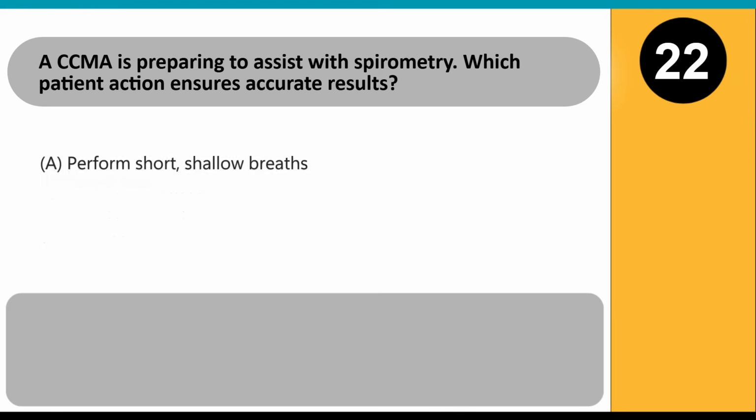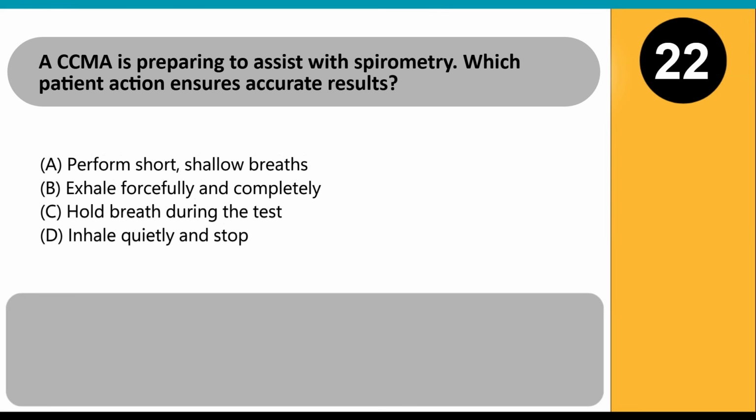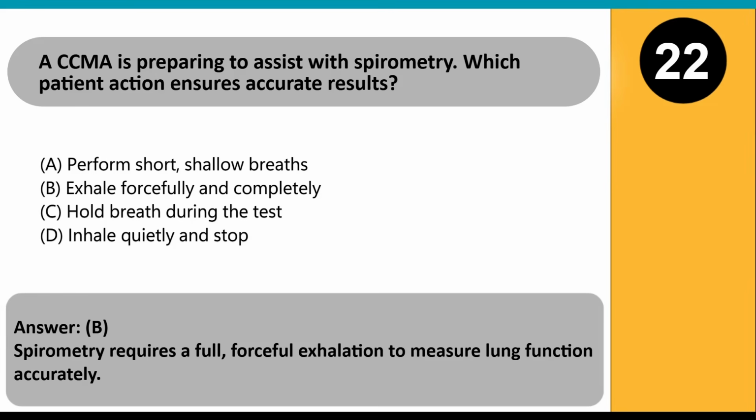A CCMA is preparing to assist with spirometry. Which patient action ensures accurate results? A. Perform short, shallow breaths. B. Exhale forcefully and completely. C. Hold breath during the test. D. Inhale quietly and stop. Answer: B. Spirometry requires a full, forceful exhalation to measure lung function accurately.